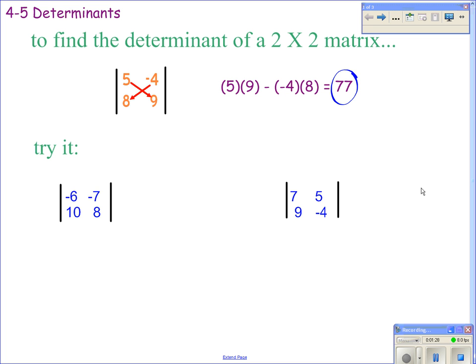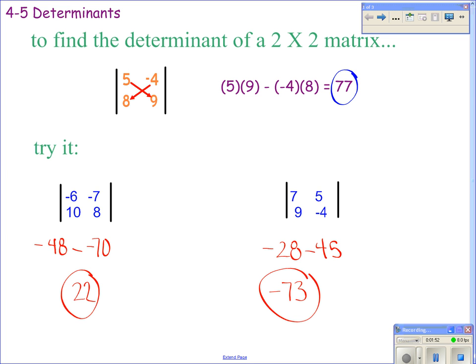So looking at this first one, we're going to have -48 minus -70, which is 22. What 2 numbers are we subtracting on the last one? 28 and 45. And your answer is -70. Any questions on a 2 by 2?